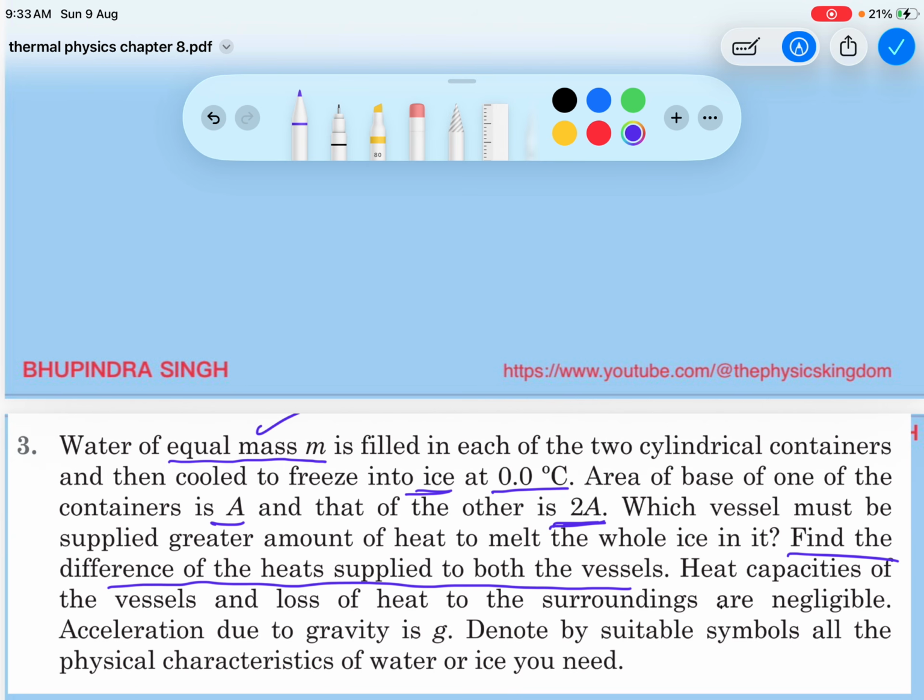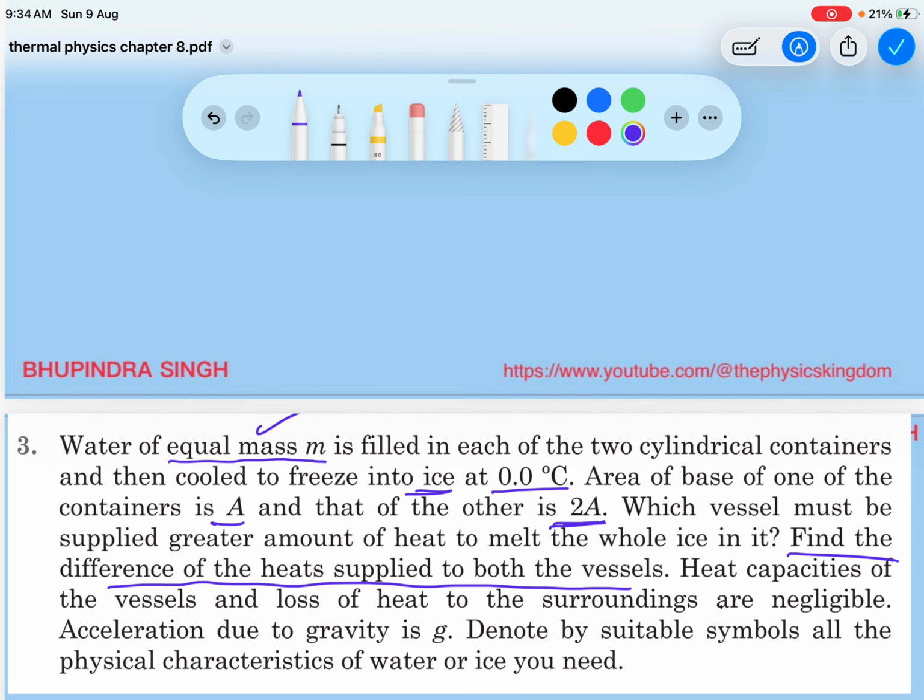Denote by suitable symbols all the physical characteristics of water or ice you need, right? Now here if you are brainstorming, then you can realize that when ice is melted into water, its volume will decrease, right? So its volume will decrease. It means its height also will decrease. It means center of mass is going down after melting.